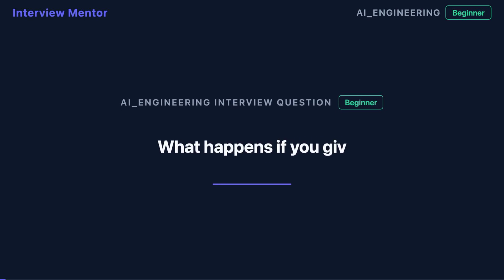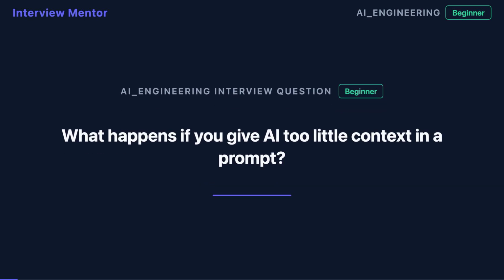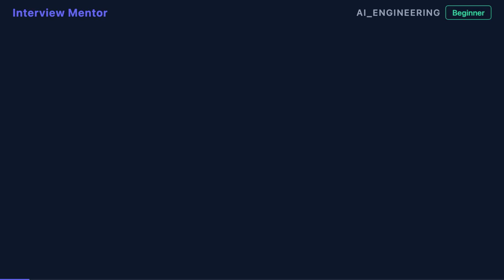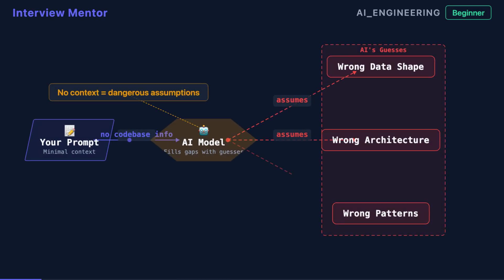You paste AI code into your project, run it, and nothing works. Here is why. When your prompt lacks context, the AI fills in the blanks with guesses. It assumes your data structures, your app architecture, and your team's patterns, all of which might be wrong. Maybe you have a custom error handler or a specific state management approach. The AI has no idea, so it invents something plausible sounding that simply does not fit your project.